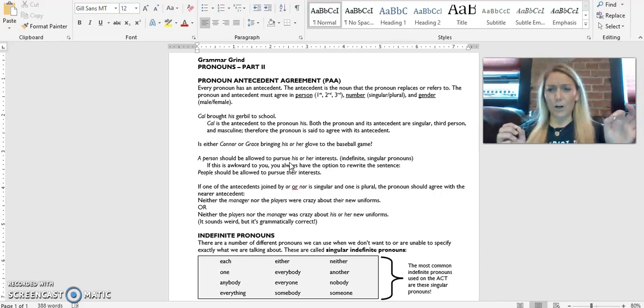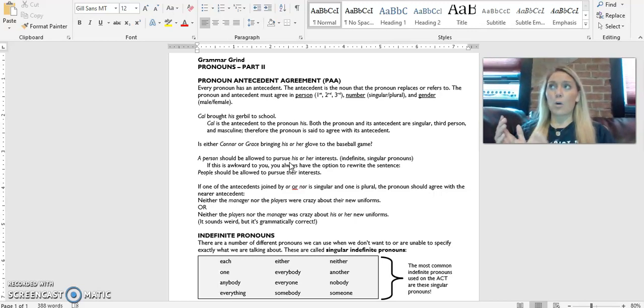Also, why his or her? Why not just his or her? Because person, are we talking about a male or a female? We don't know. So you have to use both the male and the female pronoun to refer to the antecedent. That's also where a lot of people get it wrong.